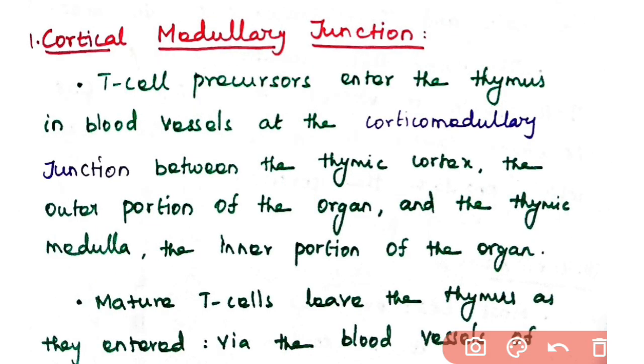First let's see the cortical medullary junction. T cell precursors enter the thymus from bone marrow. T cell precursors originate at bone marrow and enter the thymus in blood vessels.